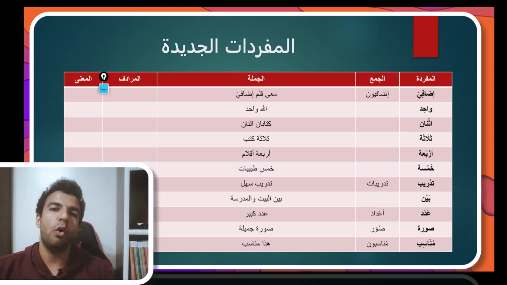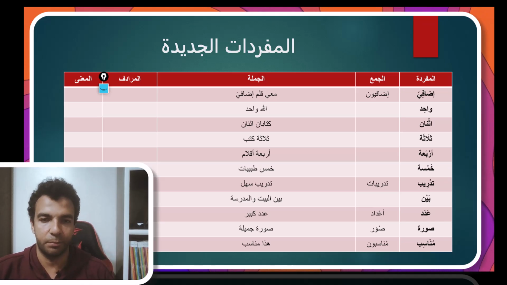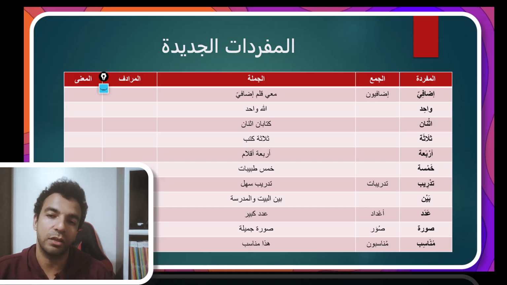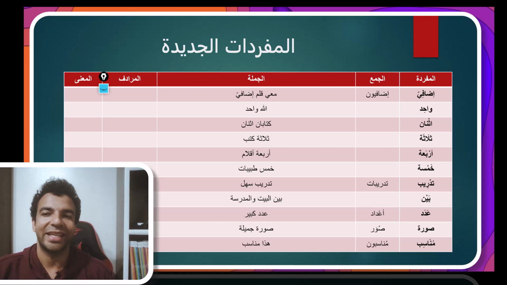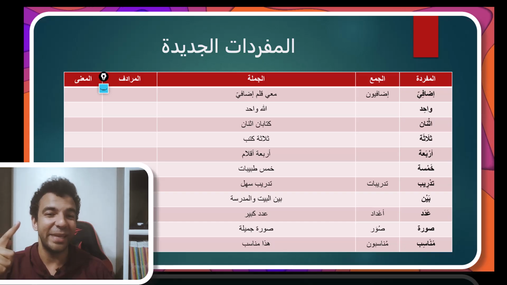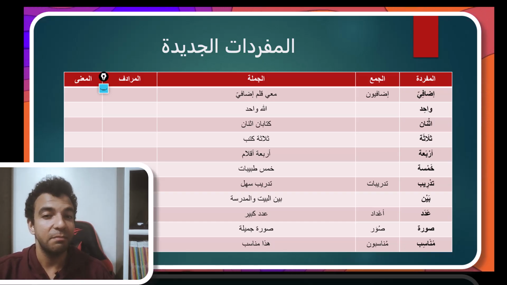Here are all of the words that we have met in the whole parts of the book. So let's see these words and see examples of the words included in context. So for the first one is إضافي, and the plural of it is إضافيون. In a sentence, معي قلم إضافي, meaning I have an extra pen.